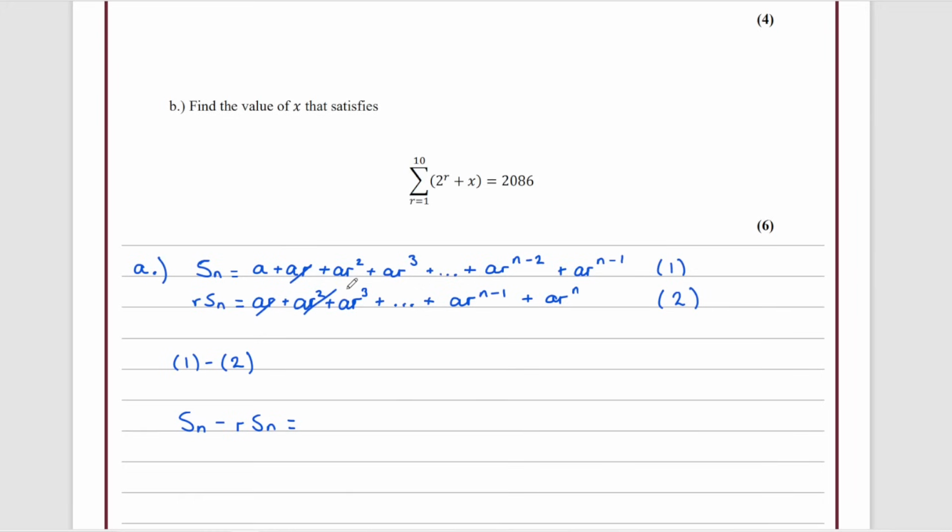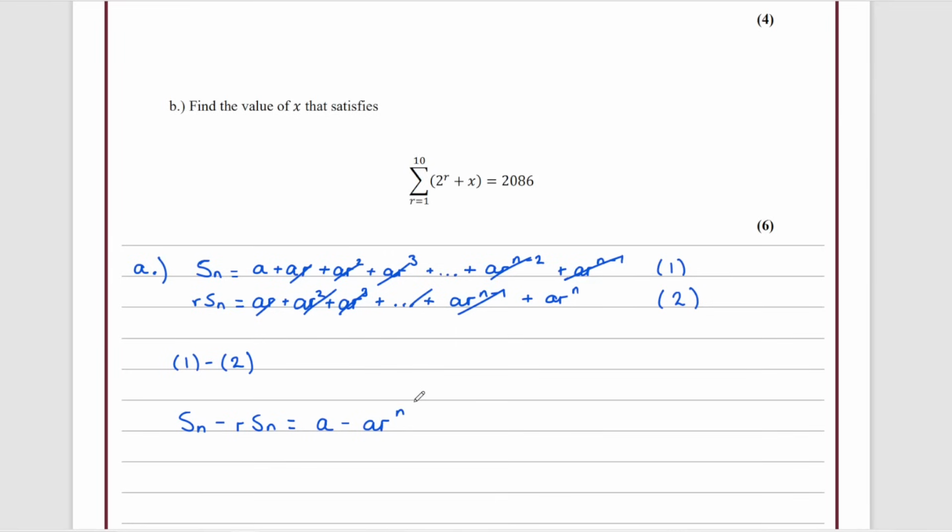The same is true here for AR squared, and again AR cubed, and you can probably see what's going to happen now. The AR to the power of n minus 2 cancels with the term just before it, so we've got AR to the power of n minus 1, and that cancels with the very last term in this series. What we get left with is the first term, A, and my very last term in this series, AR to the power of n. So if we subtract those, I get A minus AR to the power of n.